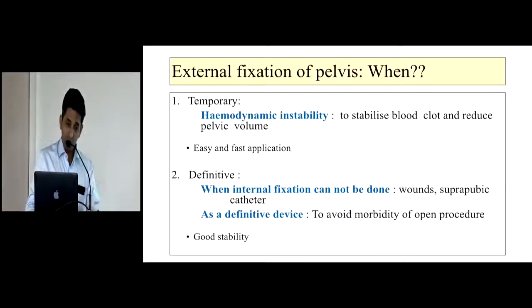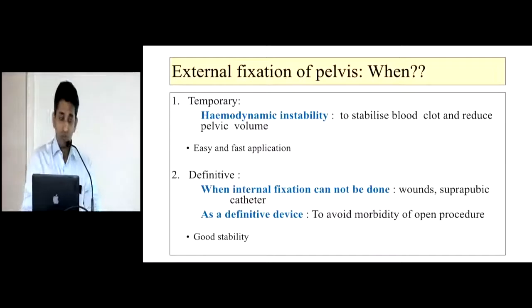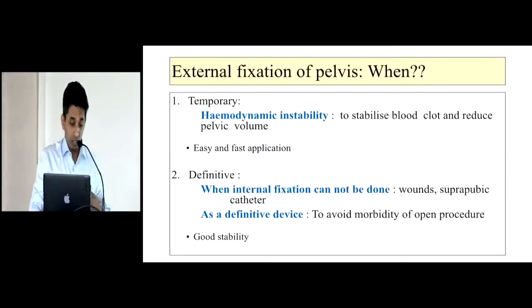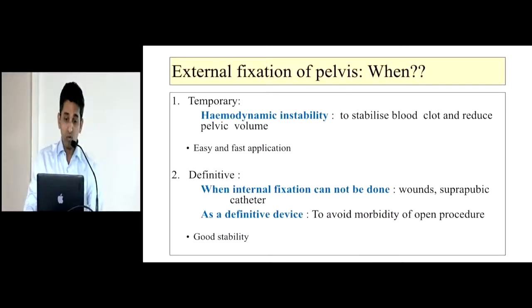So external fixator in the pelvis can be used either as a temporary measure or a definitive measure. Temporary, of course, when the patient has hemodynamic instability, then we want to stabilize the blood clot and reduce the pelvic volume. So in these cases, we want easy and fast application of the external fixator.